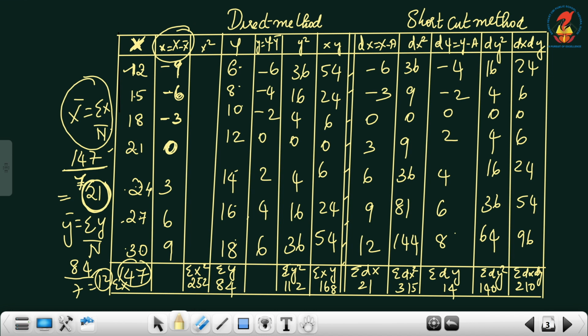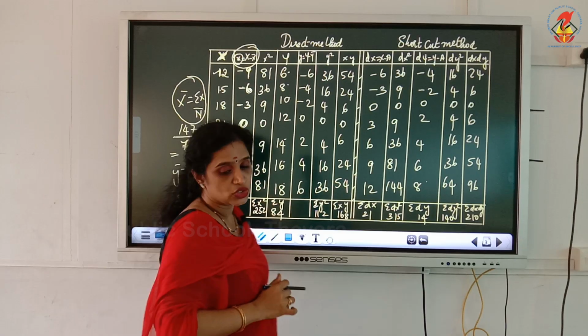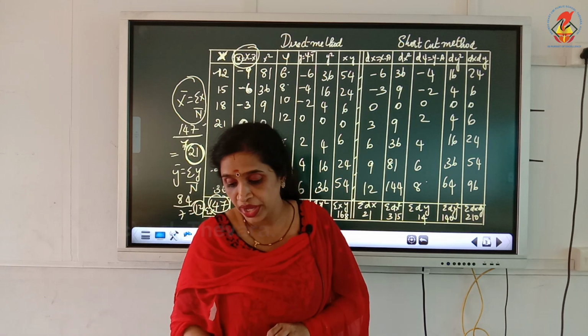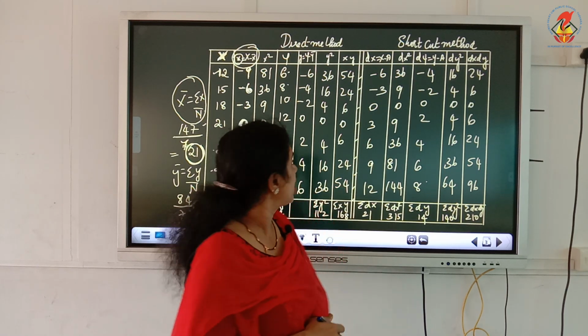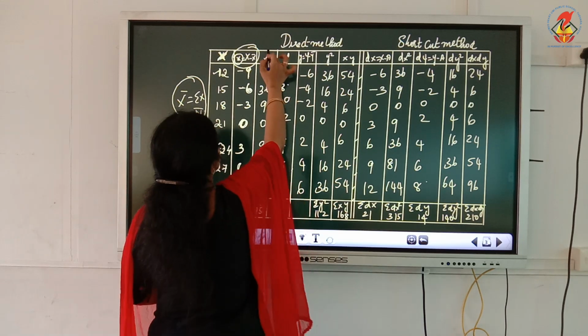21 minus 21, 0. The next values are 3, 6 and 9. These are the values of small x. Now we have to square that x. So 9 9s are 81, 36, 9, 0, 9, 36 and 81. So you have to find the square of those values. So these are the values of x square.